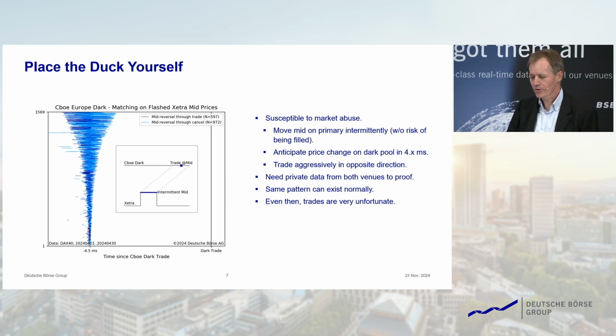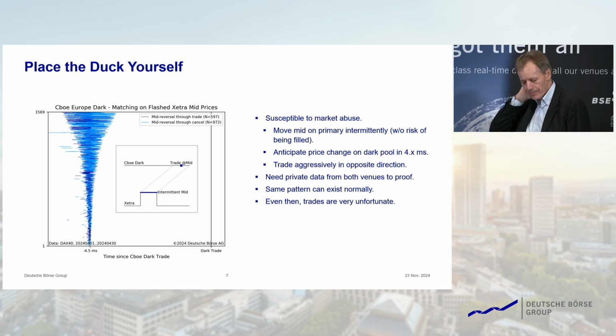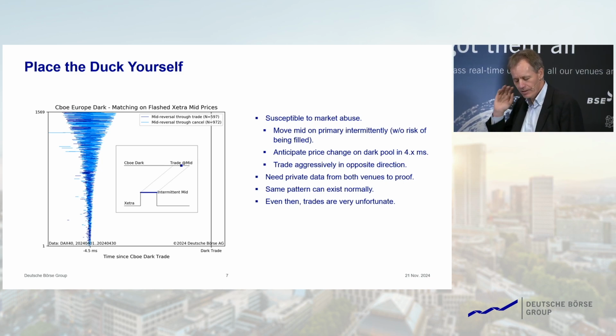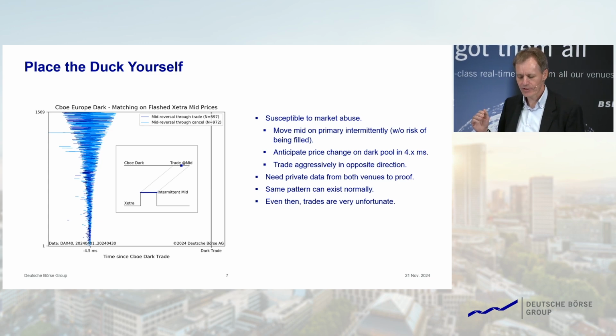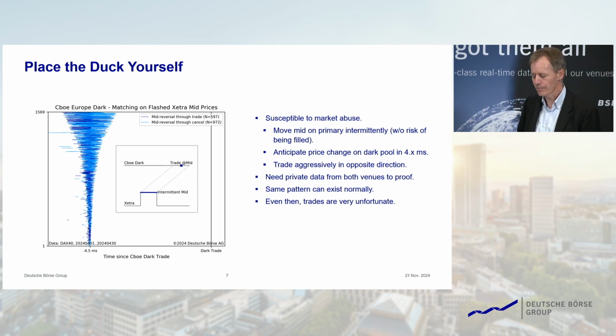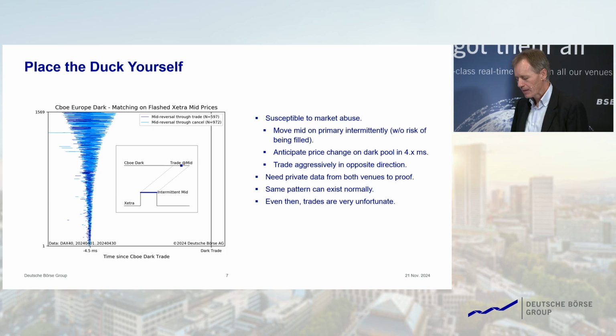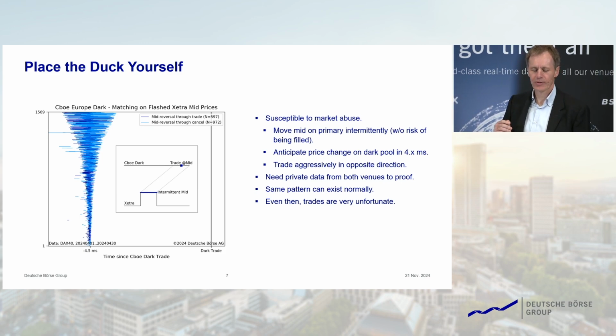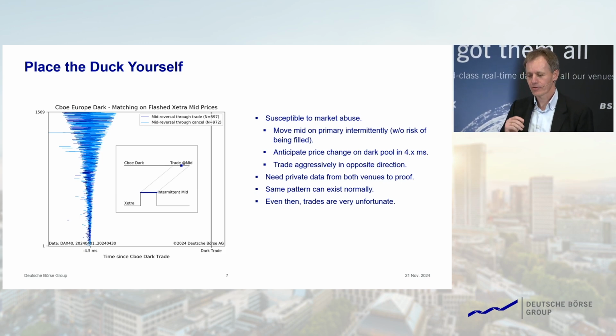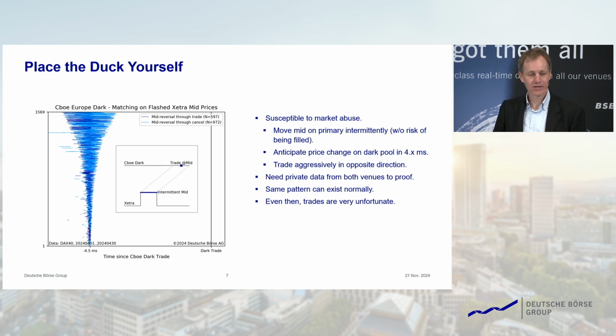All right, so this was where the aggressor could preempt a future mid change on the dark pool. But you can also have a trade in the opposite direction. So you see a mid change on the primary, and then you even see this reverting shortly after.